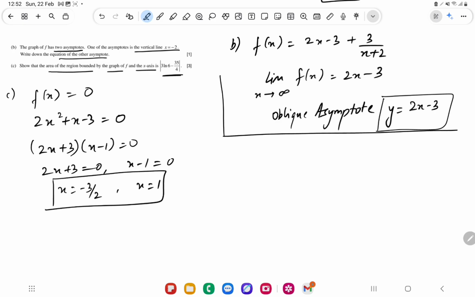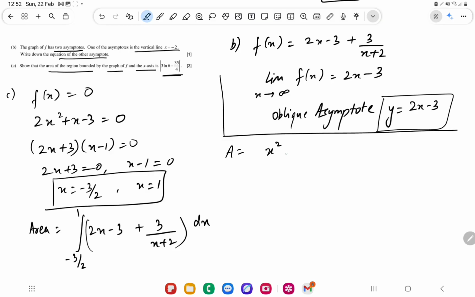Now I have to find the area. Area means I have to integrate, put my lower limit and upper limit and my function, which is this. Now I have to use simple integration. So my area will be: the integration of x is x squared by 2, so this 2 will get cancelled, minus 3x plus 3, and the integration of 1 upon x plus 2 is ln modulus x plus 2.